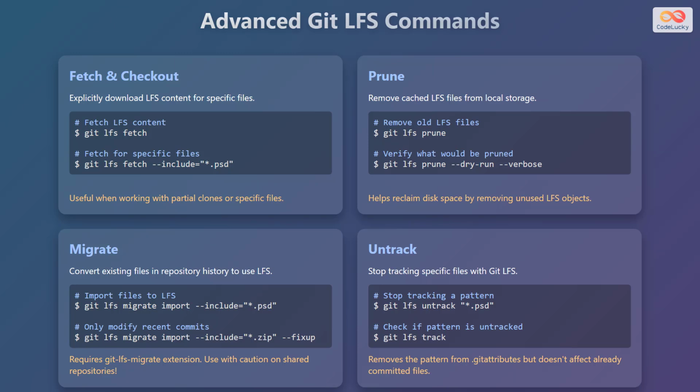The fourth command is git lfs untrack. This command stops tracking specific files with Git LFS. Use the command git lfs untrack "*.psd" to stop tracking a pattern, and use the command git lfs track to check if a pattern is untracked. This removes the pattern from .gitattributes but doesn't affect already committed files.